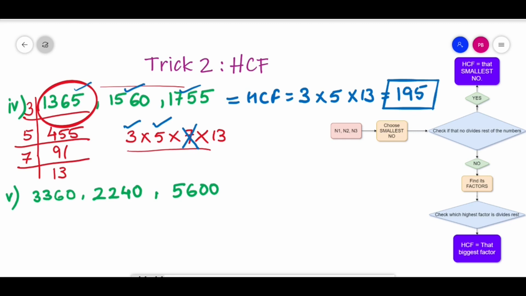Moving on to the last question. In this example, you can see that we have 0 in all the numbers. So just cancel out these zeros first. Now your new numbers are 336, 224 and 560. Now, first step, get the least number, which is 224. Next step, get its factors. The factors of 224, we have to start with the highest factor. The highest factor of 224 is 112.